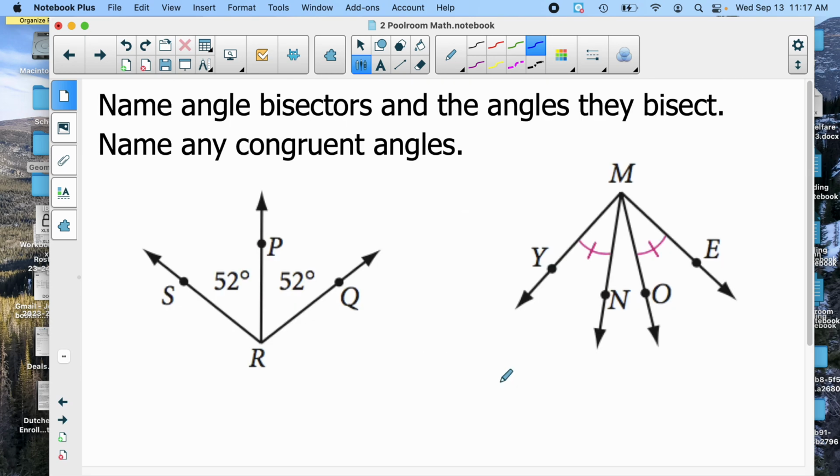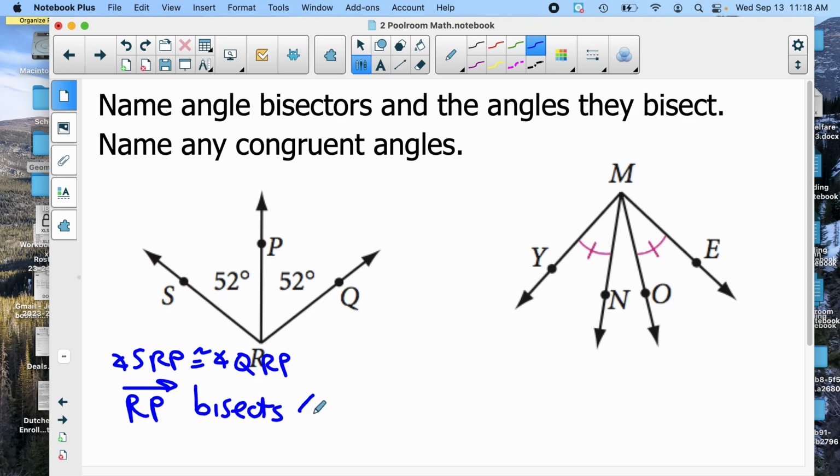All right, let's play for a little bit. We want to name some congruent angles. I'll do that one first, and then we'll name some bisectors. Take a minute, see how you do. I'll wait here for you. Okay, how about we say that angle SRP is congruent to angle QRP. They both measure 52 degrees, so they're congruent. And that means that RP bisects angle SRQ.